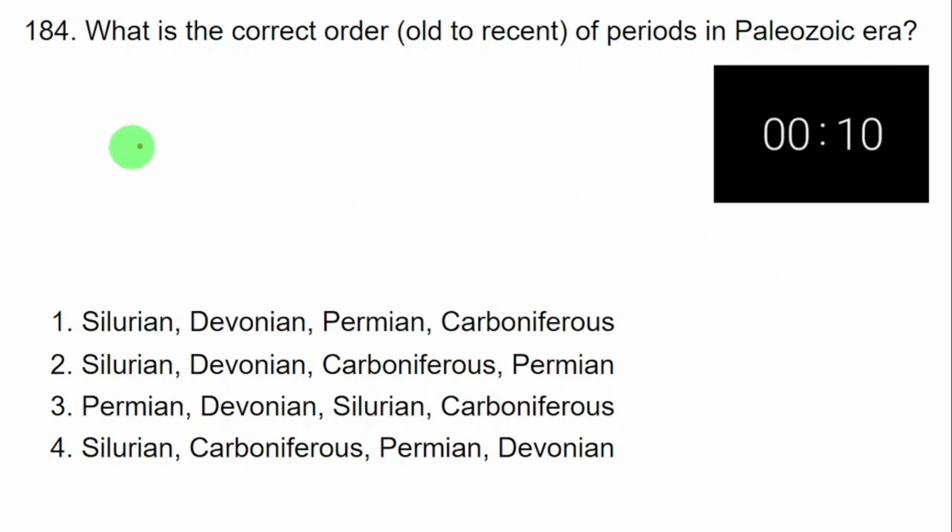So, the Paleozoic era starts with Silurian and ends in Permian. So, where is Silurian? It is in options 1, 2, and 4. And Permian is only in option number 2. So here we have the answer, option number 2. In between are Devonian and Carboniferous. So option 2 is the right answer.